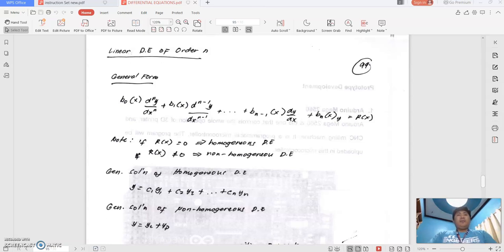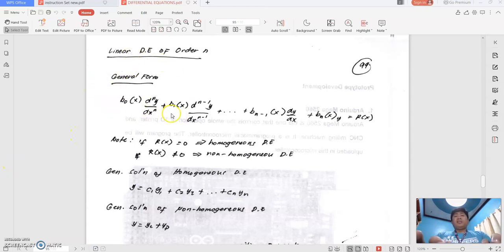Good day, class. Welcome once again to another session of differential equations. Now we are already past the first order higher degree differential equation. We are now on order n. So we are already on the topic of linear differential equations of order n, meaning the order is a higher degree differential equation.